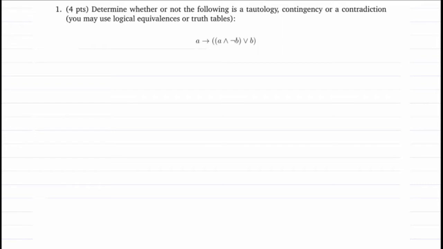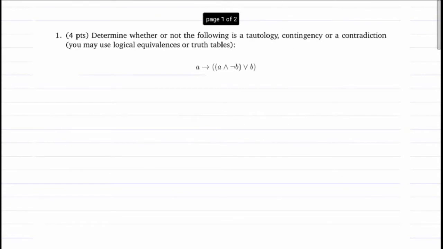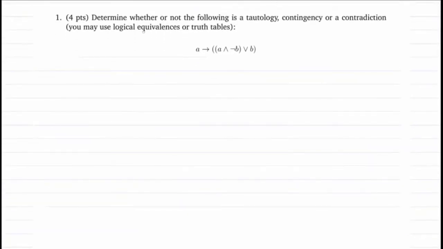Alright, let's go. Let's start with question 1. It's asking you to determine whether the following is a tautology, contingency, or contradiction, and we can use logical equivalencies or a truth table. So let's just use both. Alright, so first I'm going to do a truth table.